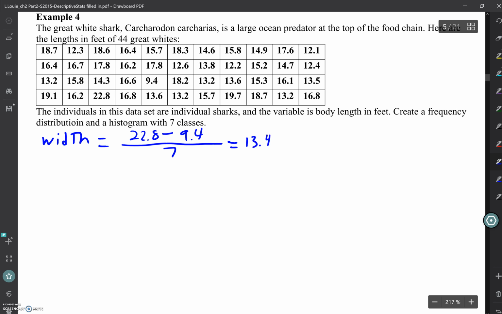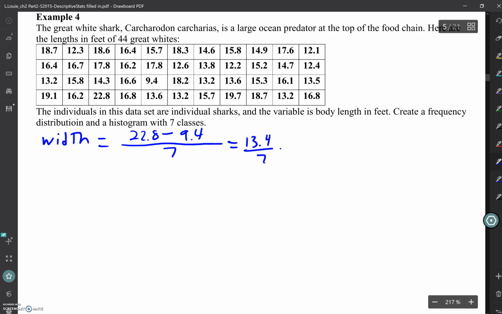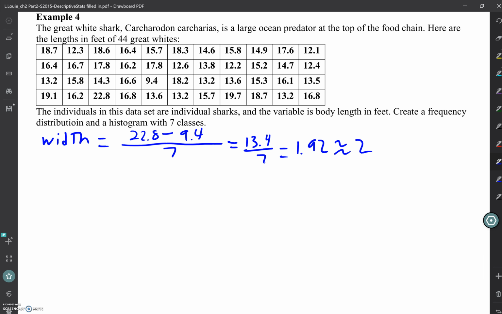13.4? Yeah? Really? That's the top number if you subtract them? All right, so you still need to divide by 7. 1.92. So we're going to round that to 2. So we'll have a class width in between of 2.